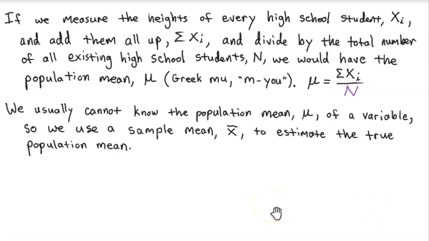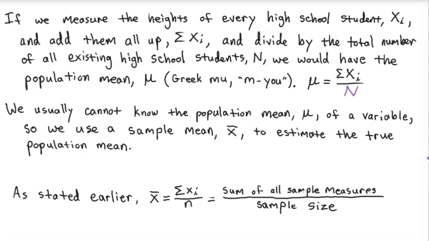However, just like with proportions, we usually cannot know the population mean mu of a variable, usually for varying reasons, usually because it's too expensive or too difficult to measure everybody. So we use a sample mean x bar to estimate or guess the true population mean. And as stated earlier, the sample mean x bar is equal to the sum of all the measures from the sample divided by the sample size.